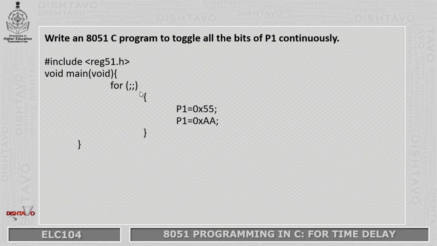So over here, we have written a for loop which is in the continuous loop. It's a continuous while loop. So instead of writing while(1), you can write for(;;). This is called an infinite loop.